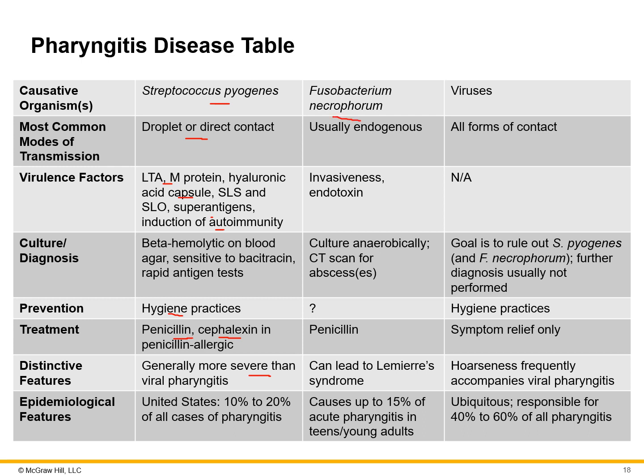Then the Fusobacterium is typically endogenous, so it's part of the bacteria commonly found in our normal flora, but again is able to grow out of control. It is very invasive, and produces an endotoxin. It can be effectively treated with penicillin, but again, it can be life-threatening, leading to that Lemierre's syndrome. And then the viruses, all forms of contact can cause it. Again, good hygiene helps prevent it. Same with the common cold and the ear infections, treatment is mainly treating the symptoms. The hoarseness, though, is more frequent with the viral infections than with the bacterial, and typically less severe than the bacterial.